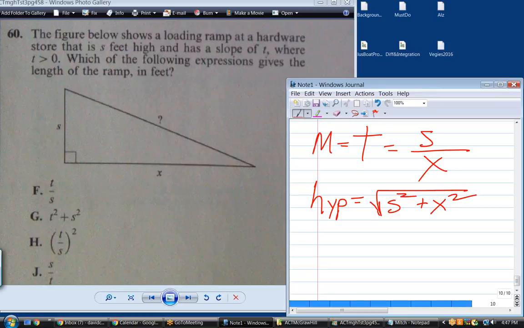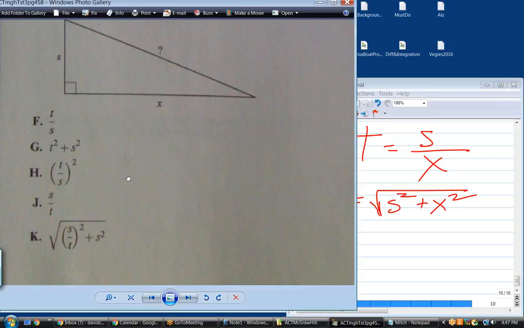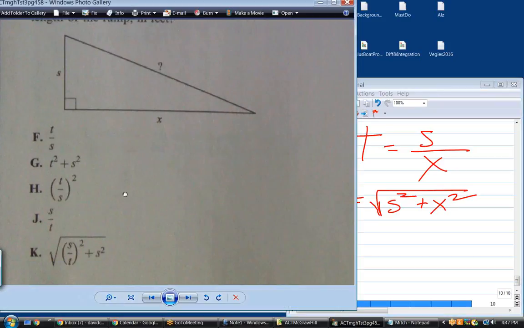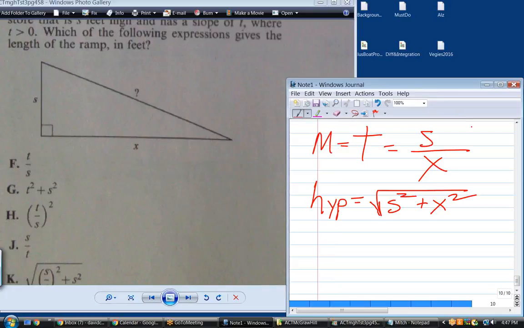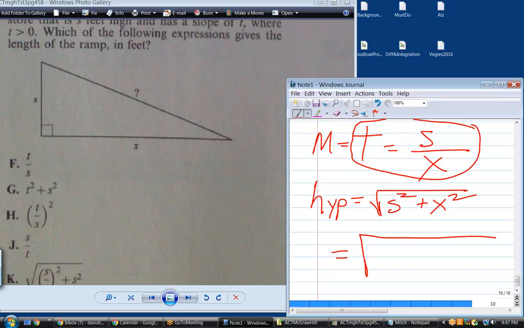No, we're not done. In other words, that last answer doesn't have an x in it. All these answers have t and s. So what do we need to do? We have that relationship where t is a function of s and x. What do we have to do? We have to get rid of the x, right? So how do we get rid of the x?